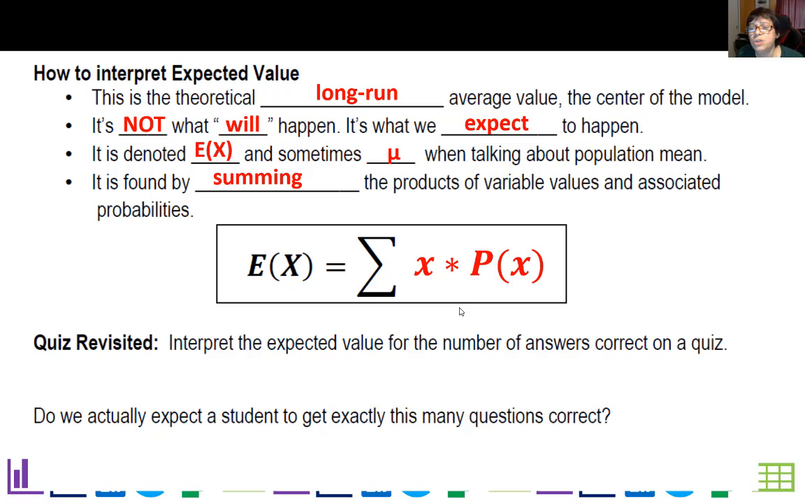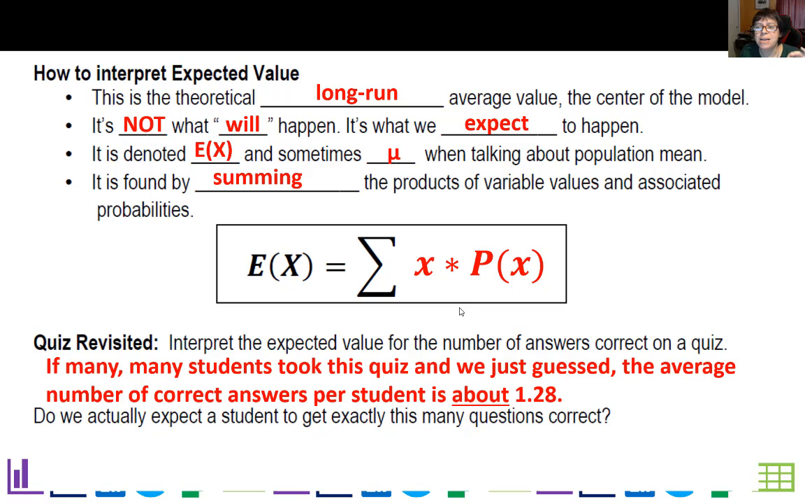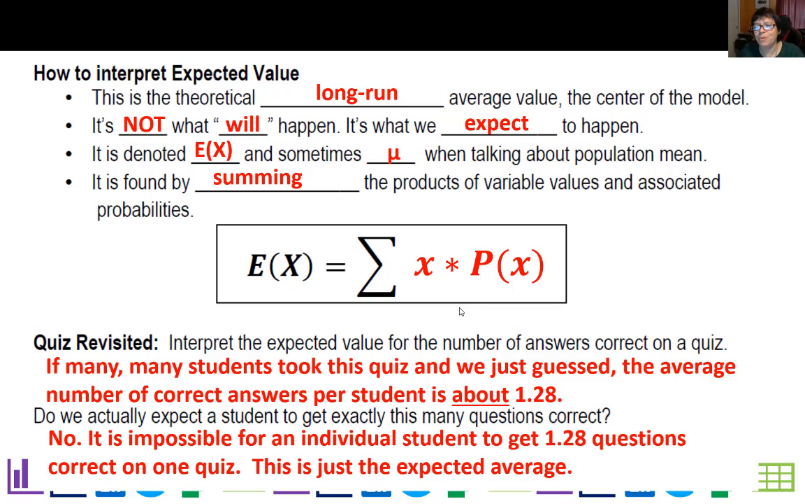So now I'm going to interpret the expected value for the number of answers correct on a quiz. So if many students took this quiz and they just guessed, the average number of correct answers per student is about, notice I underlined the about. We don't say it will be, it is about 1.28 correct questions. Now, do we actually expect a student to get 1.28 questions correct? No, that's impossible.